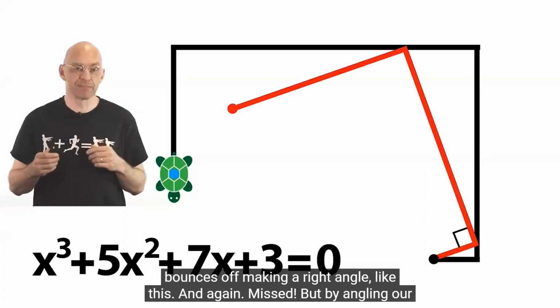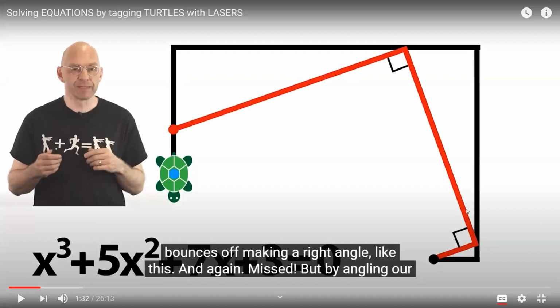Usually in lasers, do you agree the angle has to be exactly equal? The angle of incidence is equal to the angle of reflection. But here that's not the case. It gives a 90-degree angle, like this. And you need to shoot the turtle. That's all. Now observe this.